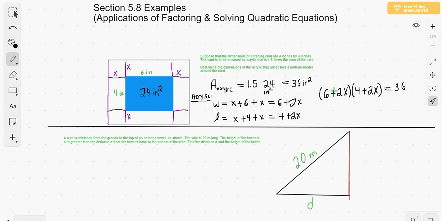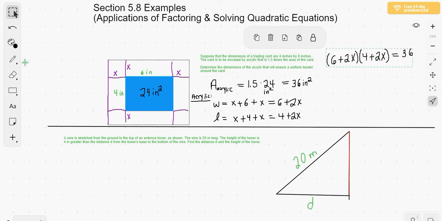Okay, so now we've just got to solve the quadratic equation that results from this. So let's go ahead and multiply everything out, and maybe I'll select this and pull it up a little bit higher to give myself a little more room. So let's go ahead and distribute everything through.